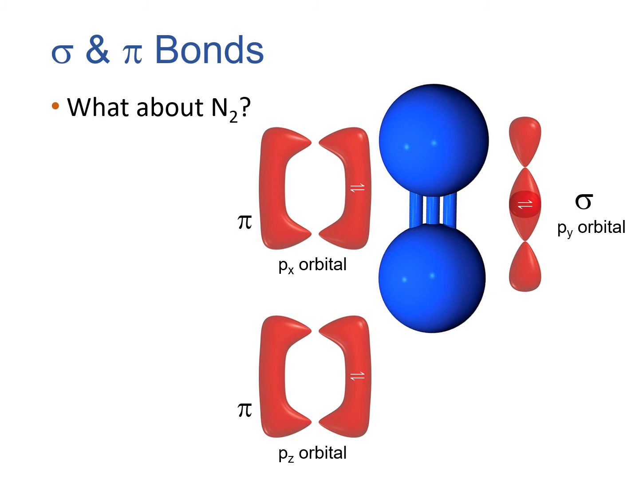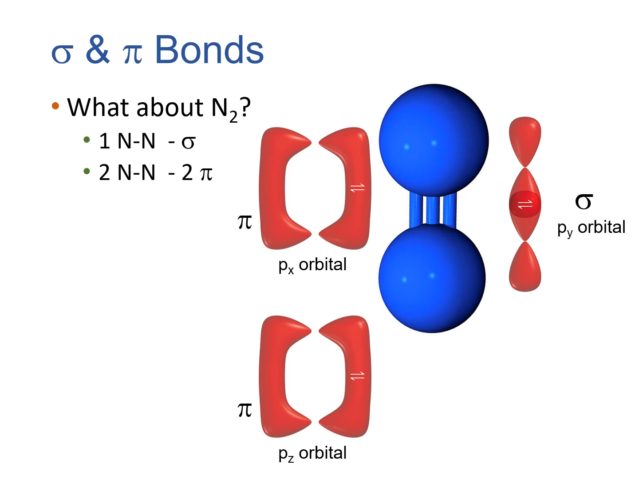But depending on how this thing is oriented, you could call it in any of the three orientations, the X plane, the Y plane, the Z plane, it doesn't really matter. But one of them is always going to be the sigma. It's going to be a sigma where you have a head-to-head orientation between the two orbitals of the two atoms. And then in the case of the triple bond, the other two are going to be pi bonds.